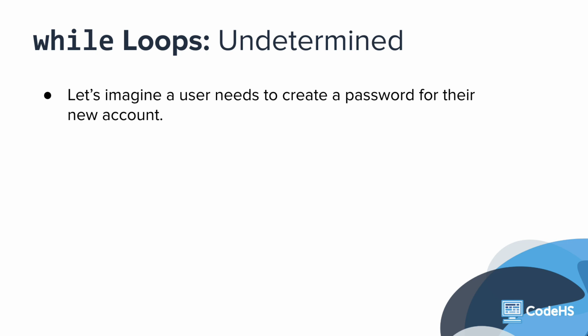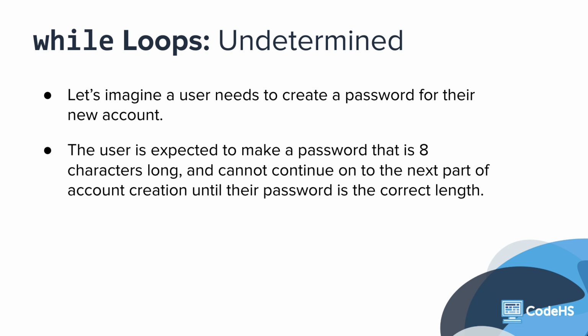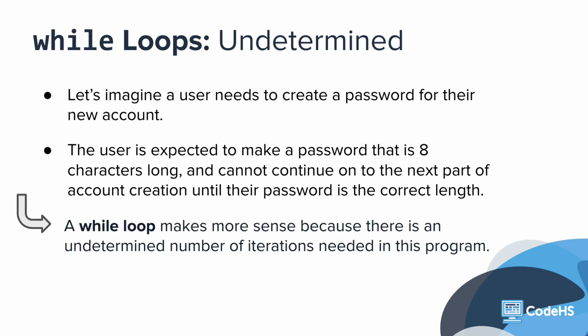Let's imagine a user needs to create a password for their new account. The user is expected to make a password that is 8 characters long and cannot continue on to the next part of the account creation until their password is the correct length. In this case, you cannot know with absolute certainty how many times this user is going to enter the incorrect number of characters. As a result, a while loop makes more sense because there is an undetermined number of iterations needed in this program. Instead, you want the user to keep entering a password until it's the correct length.